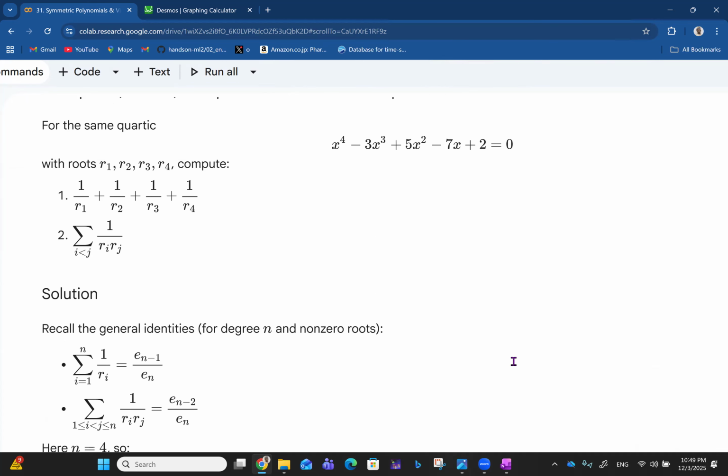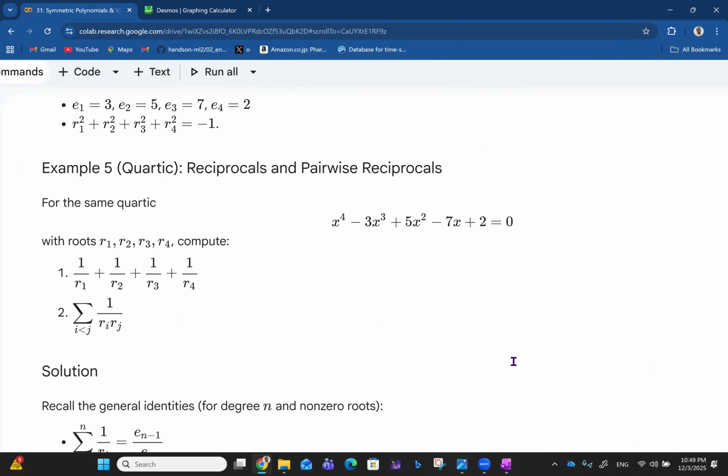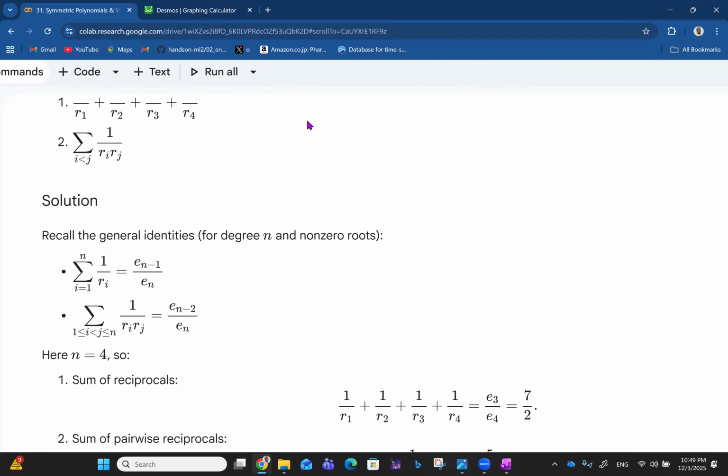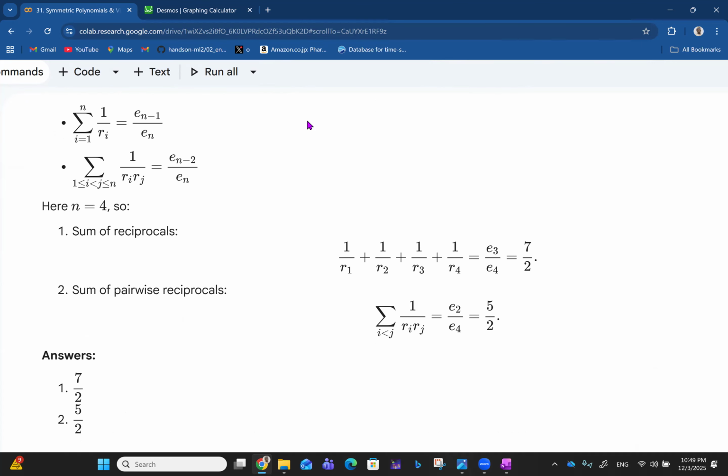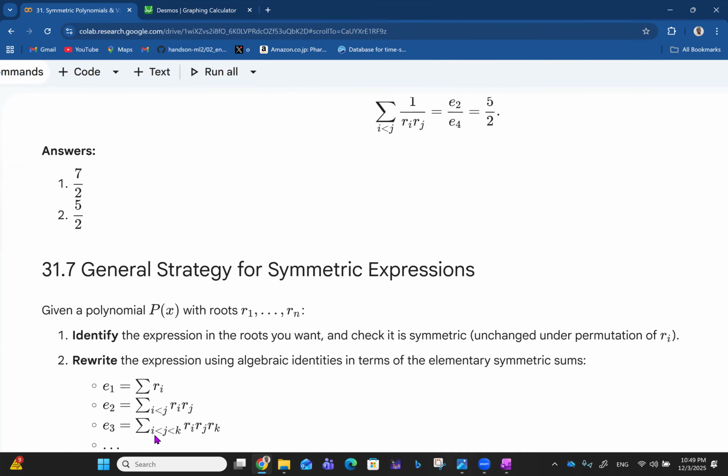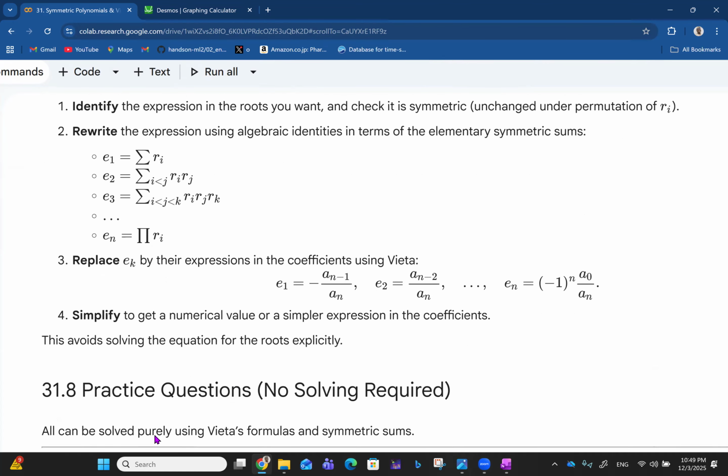And we know these things. E3 we already know is 7, and E4 is 2. Then again, E2 is 5 and E4 is 2. So the answers are simply 7 over 2 and 5 over 2. So if you just know the identities, then it makes things pretty easy.